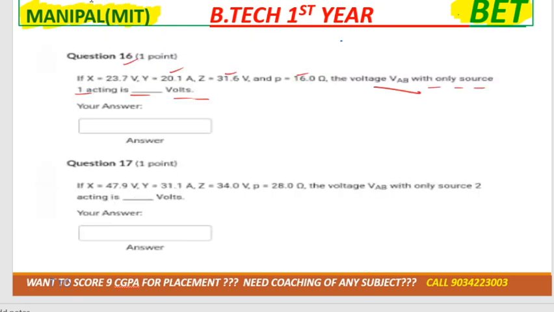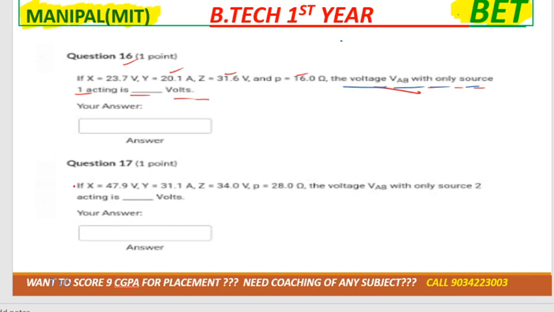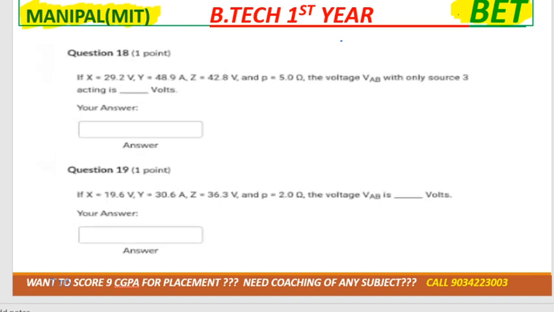So now they are asking the voltage VAB with only one source. VAB, A and B, they have marked. This is A, this is B. So from here we can get the value for I, right? Then we need to calculate voltage. So to get the voltage we need to multiply current with the resistance, that is they have given 1 ohm only. Clear?